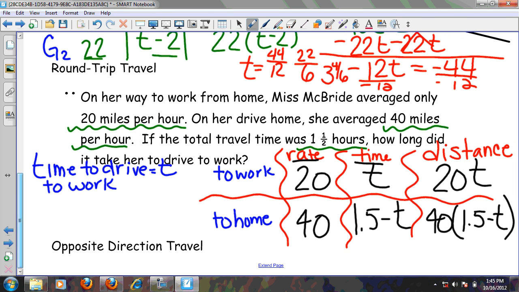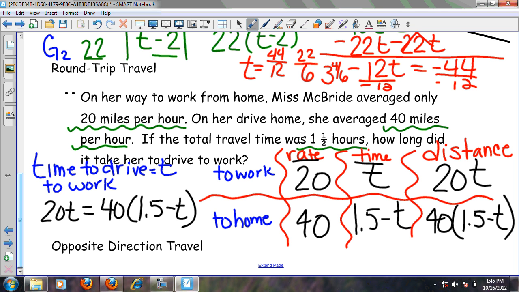Okay? Now, let's set these two equations equal to each other. 20t equals 40 times the quantity 1.5 minus t. 20t equals, Maddie, make sure we multiply them both. 60 minus 40t.